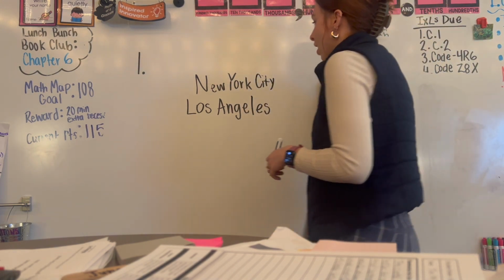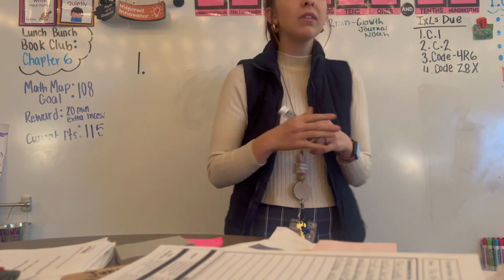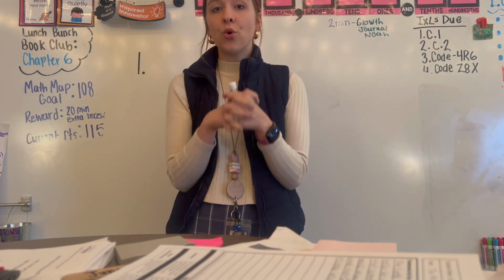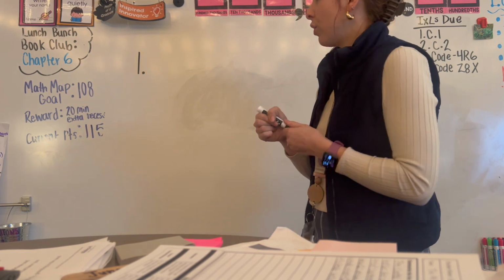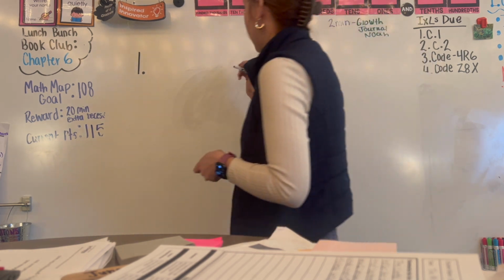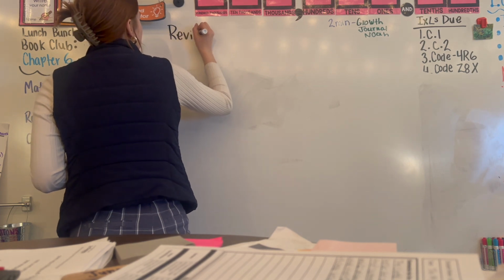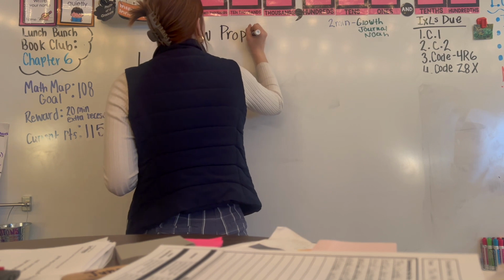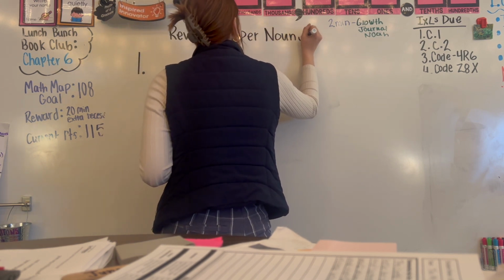On the board in front of you should be a list, 1 through 5, of different sentences in which you're going to find the proper noun and capitalize it. You're going to write it in your journal. This is your title. It's going to be Review Proper Nouns.